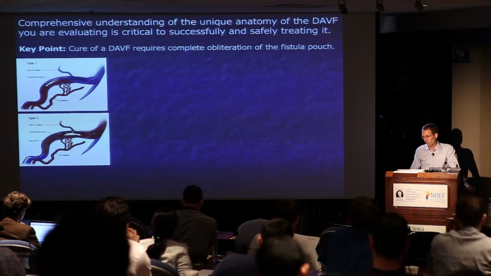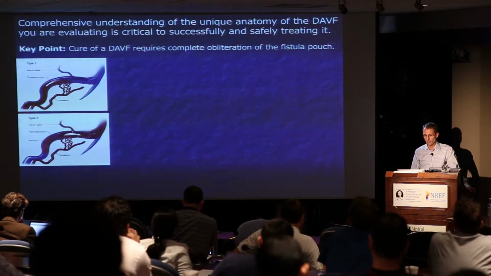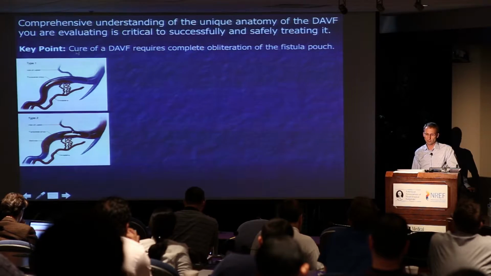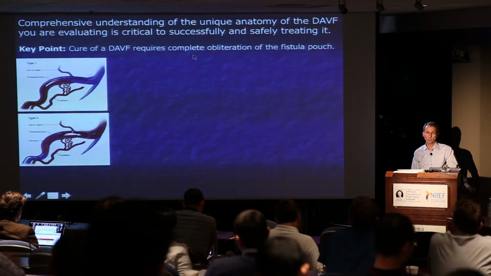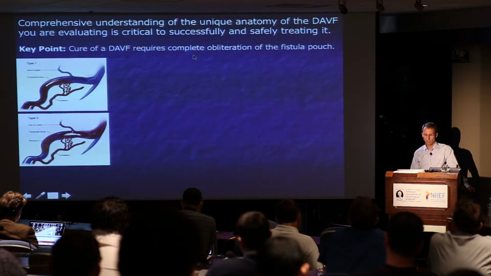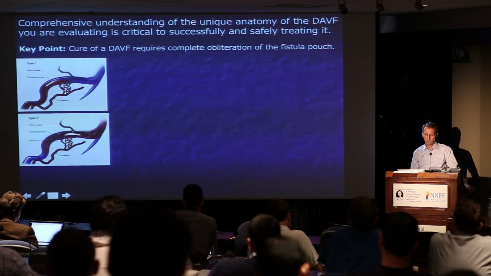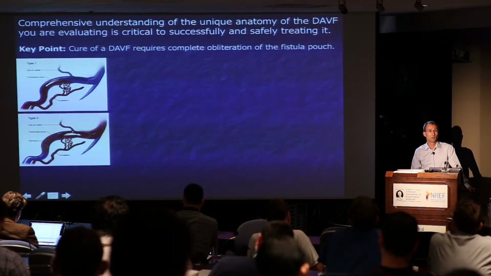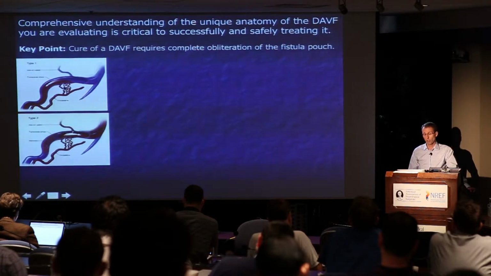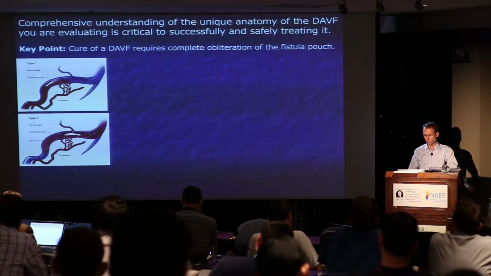And again, most of you may be familiar with this, but I'm still surprised that a lot of folks in our field don't fully understand that if you're going to cure a dural fistula, you really have to completely obliterate the fistula pouch, okay? So that means not simply a proximal occlusion here, but somehow getting into the fistula's pouch, whether with a liquid embolic, whether with coils, to obliterate the fistula's connection.